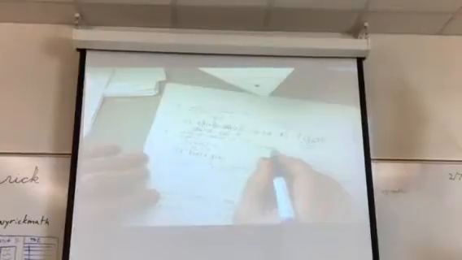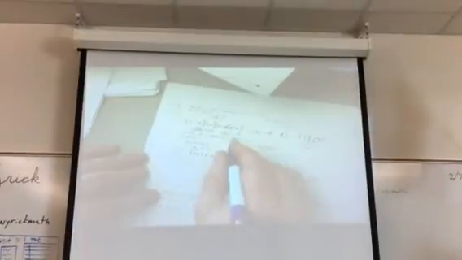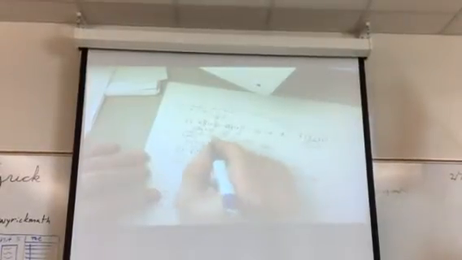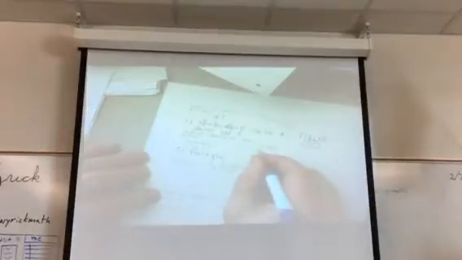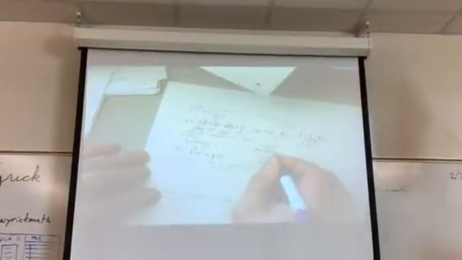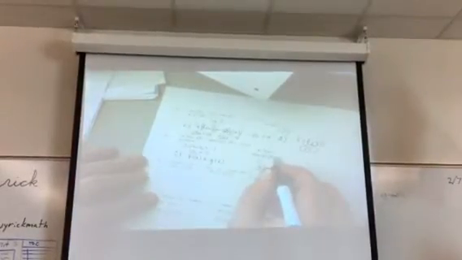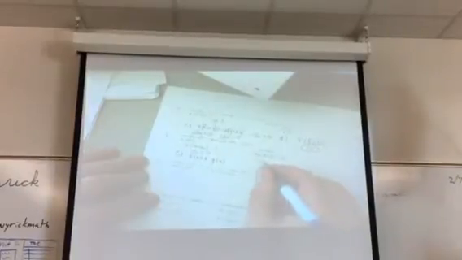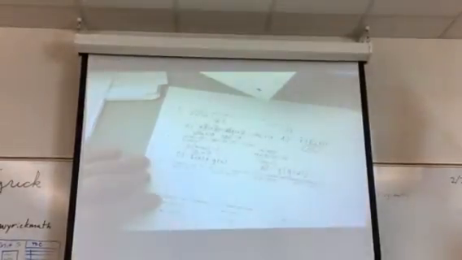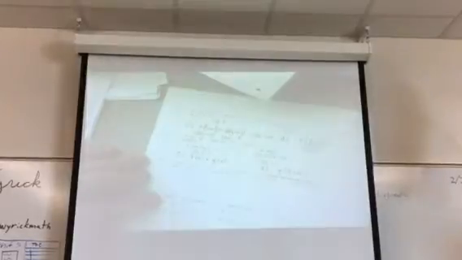F of g of x, though, means we take the g of x, this right here, put it into the place of x. That would be 4 plus 5 times 2x minus 1. Distribute that. 5 times 2 is 10x. 5 times a negative 1 is negative 5. You add 4 to that, and you get a negative 1. So, not the same. All right?